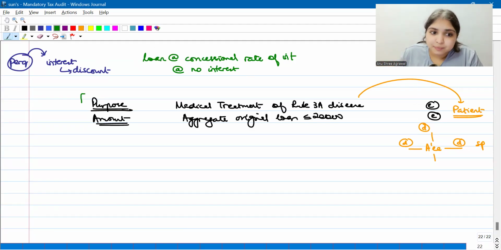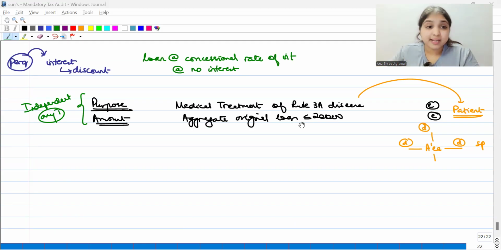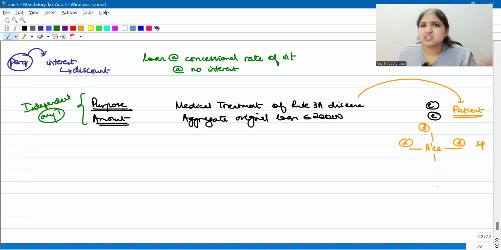Please remember that both of these are independent criteria, which means if any one out of these two is fulfilled, if the loan is for medical treatment of Rule 3A disease, or if the aggregate original loan is within 20,000, then the perquisite is going to be fully exempt. Okay, guys. So this is basic discussion. This is something which everybody will anyways be aware of.